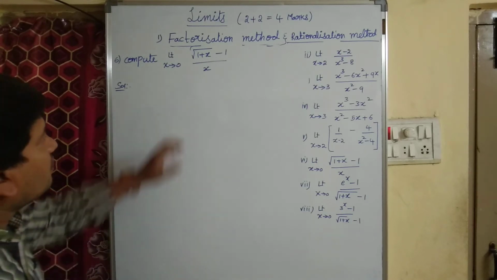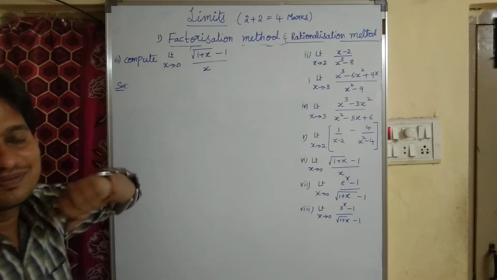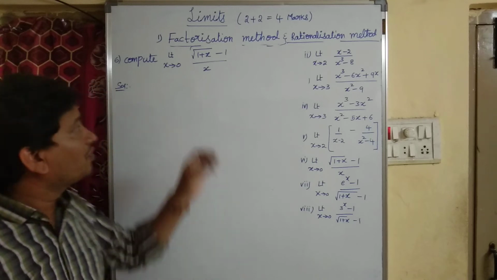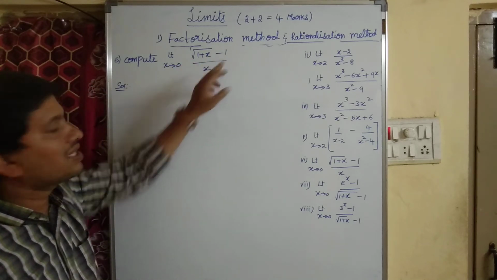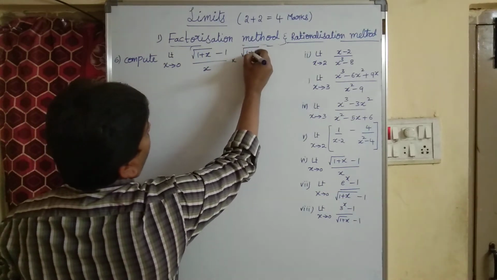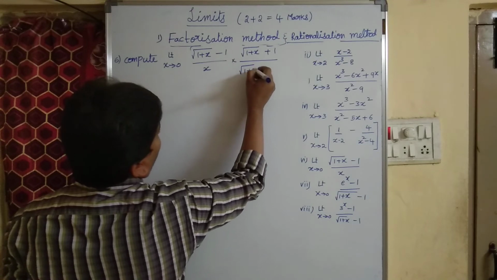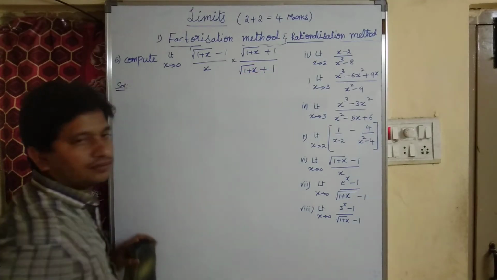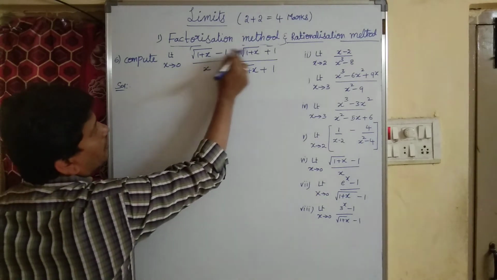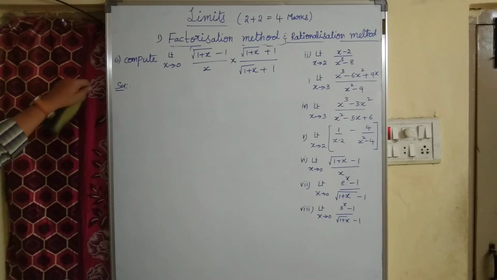As the root is there in the numerator, root over 1 plus x minus 1. You know children, what is the rationalizing factor of root over 1 plus x minus 1? It is root over 1 plus x plus 1 divided by root over 1 plus x plus 1. Any doubt children? We have to multiply both numerator and denominator with the same factor, right?